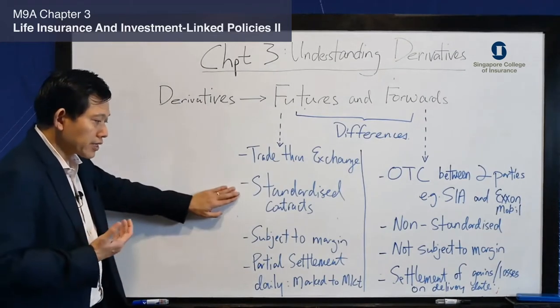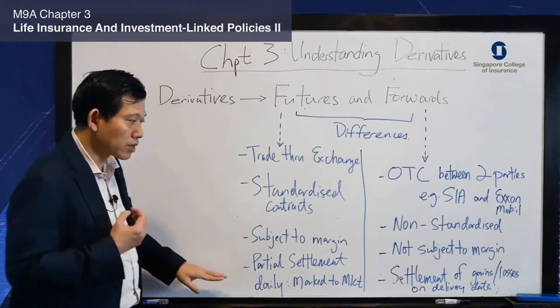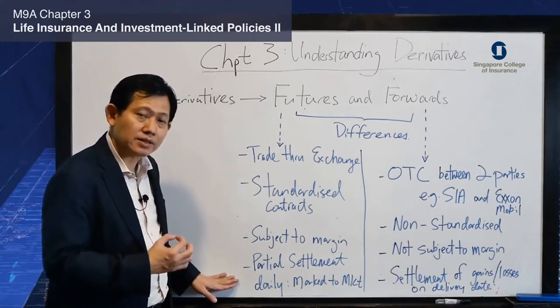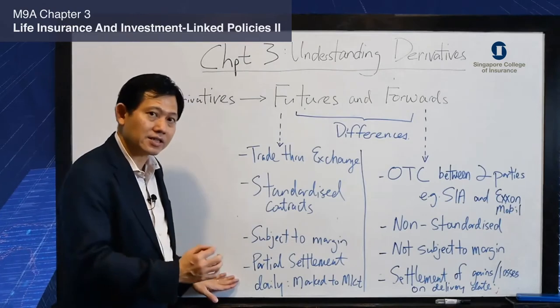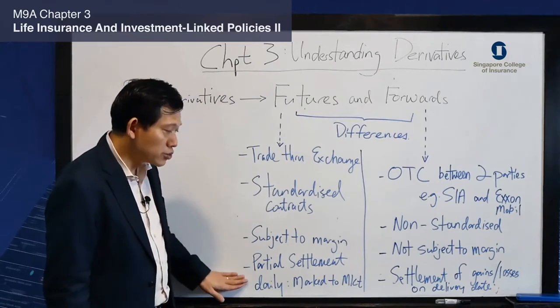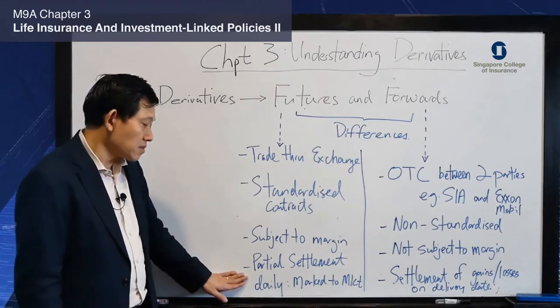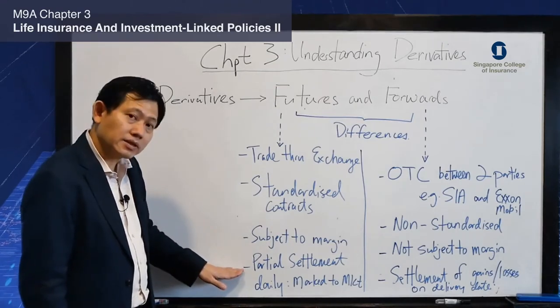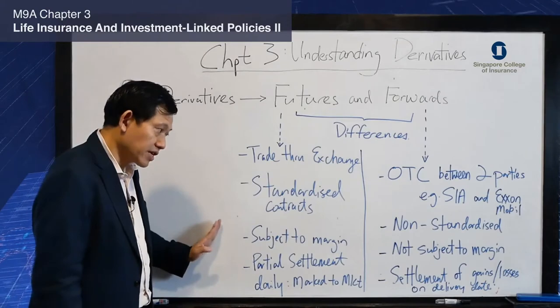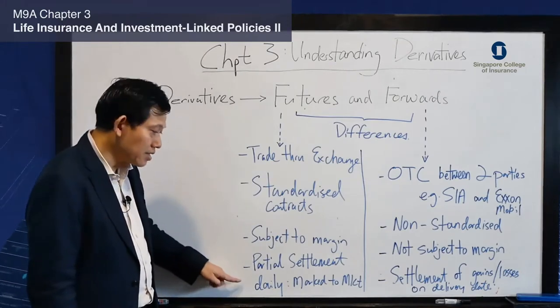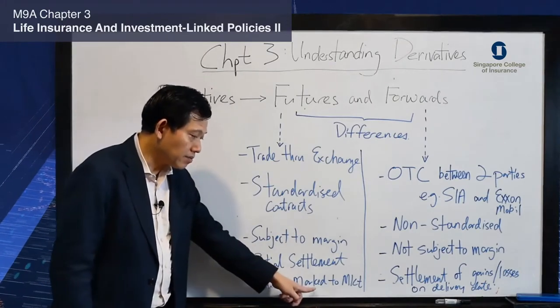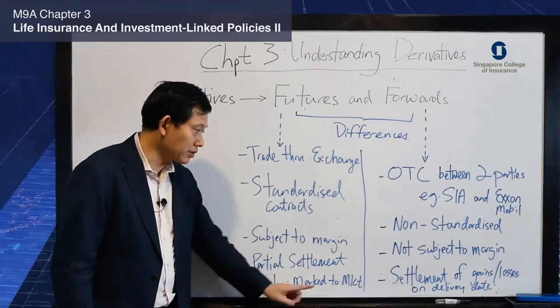For a future contract, unlike a forward contract that derives the settlement only on the exercise date or the delivery date, a future contract will have settlement on a daily basis. What we call partial settlement of gain or losses in a daily manner, mark to market value.